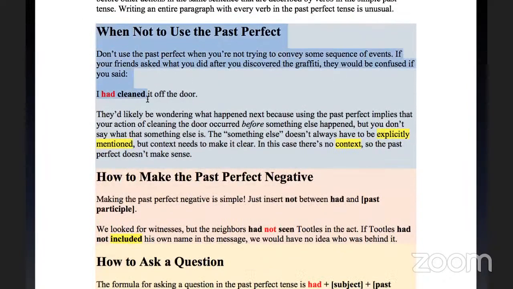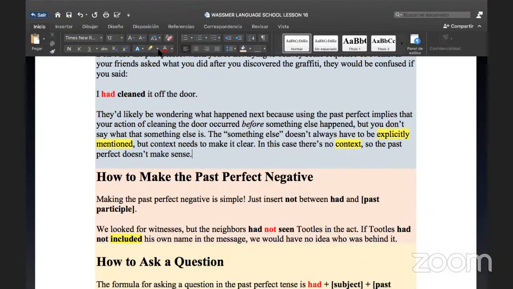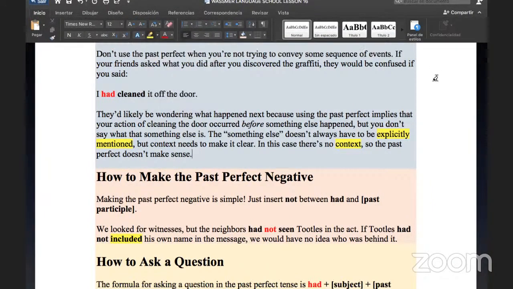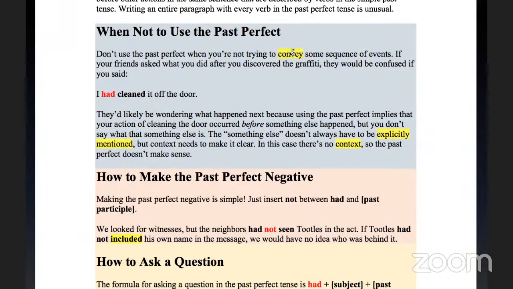Maripaz, usted empieza leyendo when not to use the past perfect. Todo esto, please. Okay, teacher. Don't use the past perfect when you are not trying to combine some sequence of events. If your friends ask what you did after you discovered the graffiti, they will be confused if you said, I had cleaned it off the door.